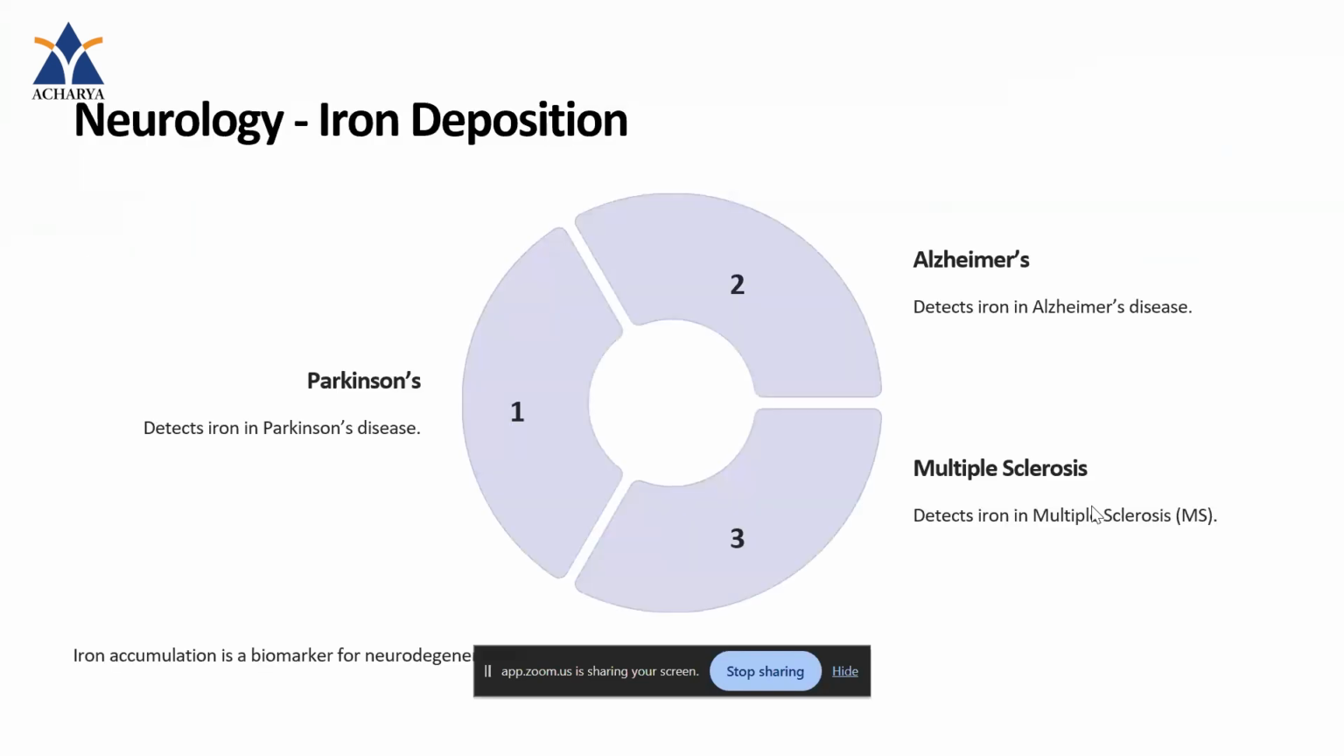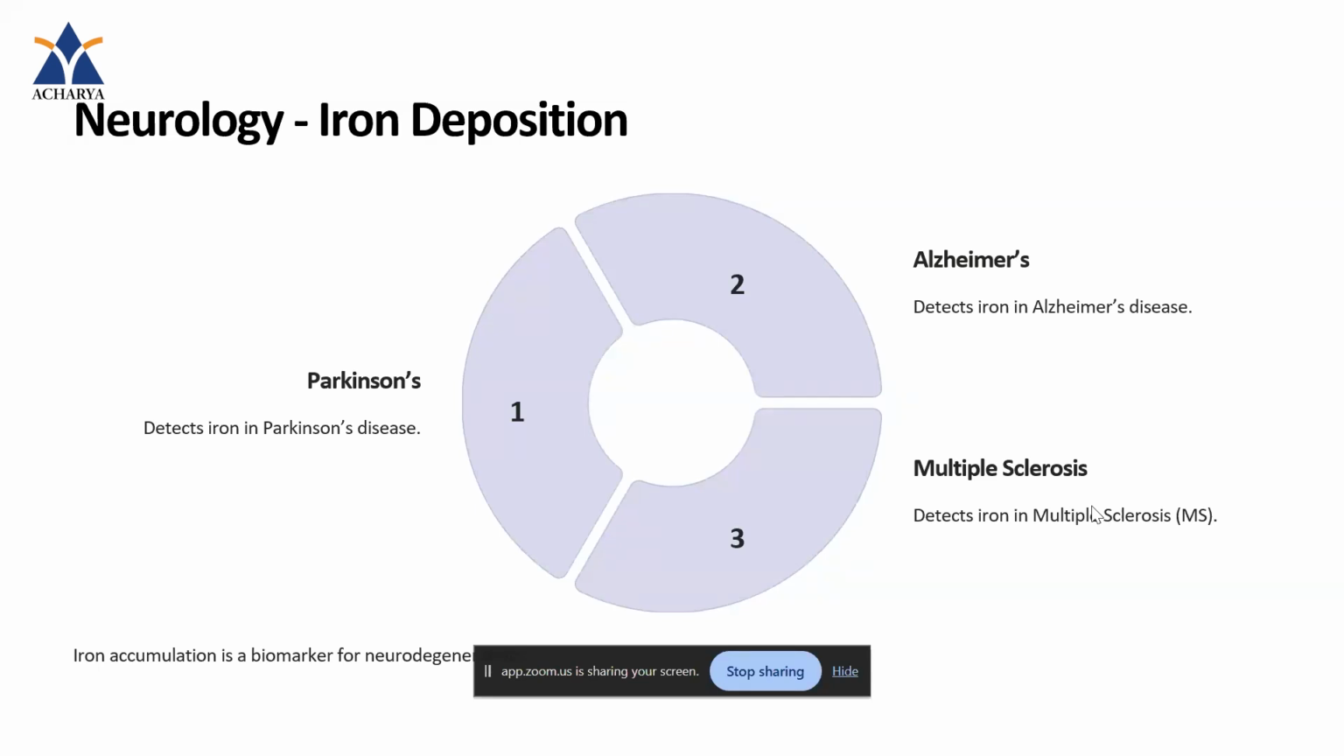Then these are the applications. So first is neurology, to visualize the iron deposition. In neurology, we can visualize this iron accumulation in certain diseases like Parkinson's and Alzheimer's.